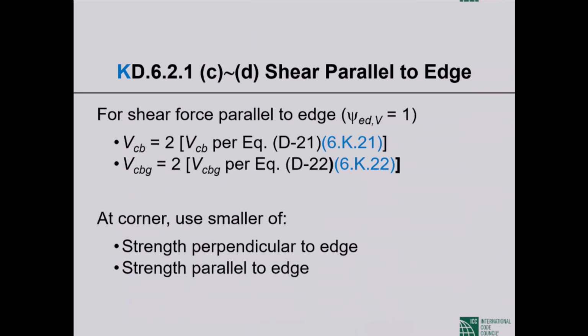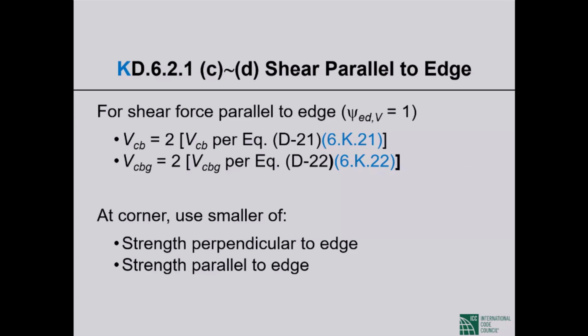For shear force parallel to the edge, V sub CB, breakout strength would be 2 times breakout strength that is perpendicular to the edge, and group breakout strength will also be 2 times the group breakout strength perpendicular to the edge. At the corner, if you have an anchor at the corner, use the smaller value of strength perpendicular to the edge and strength parallel to the edge. I think if you think about it, you will see that it makes a lot of sense.